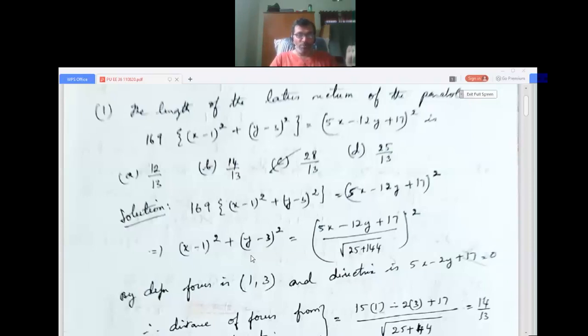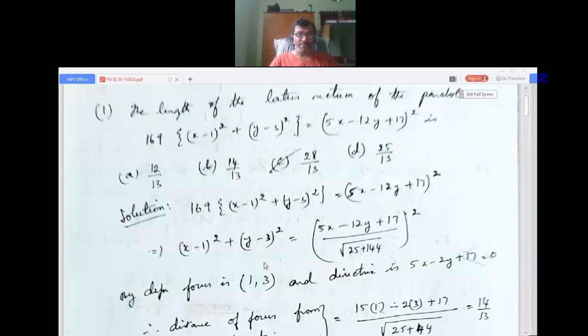It is the locus of the point which moves such that its distance from the fixed point, which is called the focus, in this case (1, 3), is equal to its distance from the fixed straight line. Here the straight line will be 5x minus 12y plus 17. Distance from the fixed straight line always means perpendicular distance. So here clearly comes the definition of parabola.